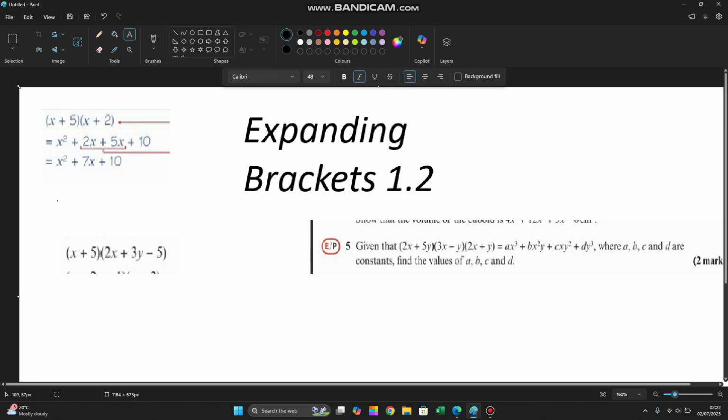So we have x times x, which gives us x squared, and then do it for the second one as well. So do x times 2, you get 2x, and now once you do that, move to the second part of the first bracket to do 5 times x, you get 5x, and then do 5 times 2 to get 10. And that gives us x squared plus 2x plus 5x plus 10. Now what you can do is simplify the 2x and the 5x, because if they're both x terms, 2x and 5x, then we can add them together to get x squared plus 7x plus 10 as our final answer.